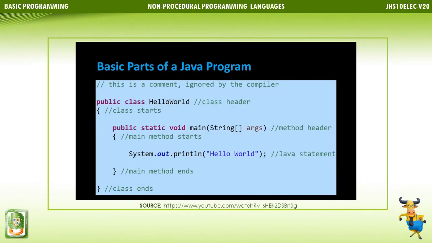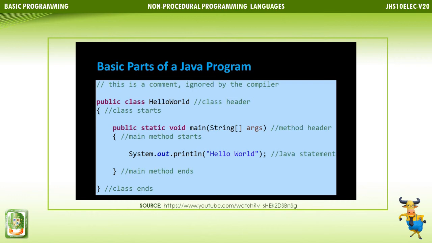The basic parts of a Java program. So looking at the screen, you can see at the very top there are 2 forward slashes, and this indicates a comment in a Java program. It's ignored by the compiler. You can have comments on their own line or at the end of a Java statement, like we see where it says class header, method header, Java statement, and those are just comments.